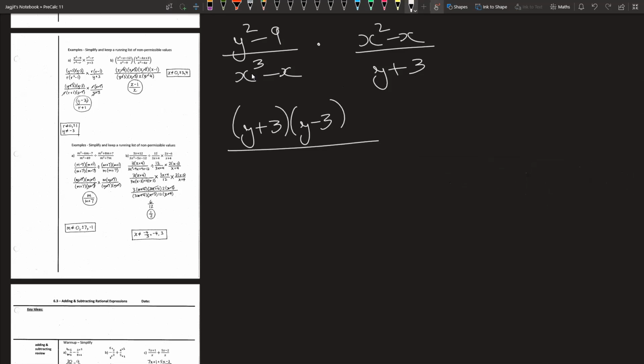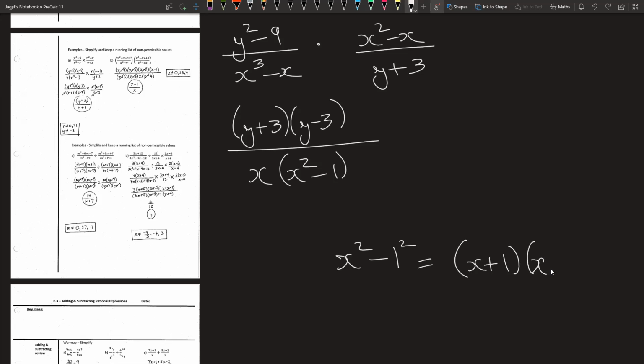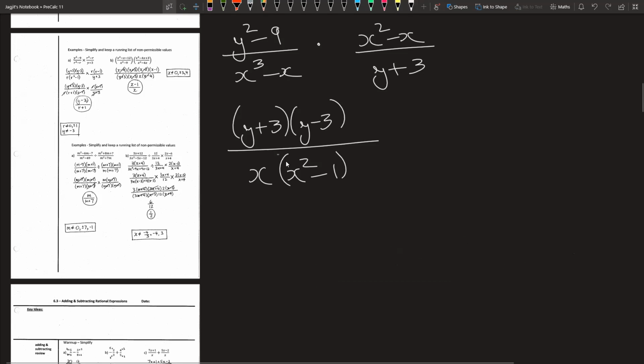What about the bottom? Well, I have x cubed minus x, so I see x is common. So I'll be left with x squared minus 1. But guys, look at this. This x squared minus 1 can further be factored. You can think of this as x squared minus 1 squared. That would just be x plus 1 times x minus 1 using your difference of squares. So I'm going to rewrite this as x plus 1 times x minus 1.